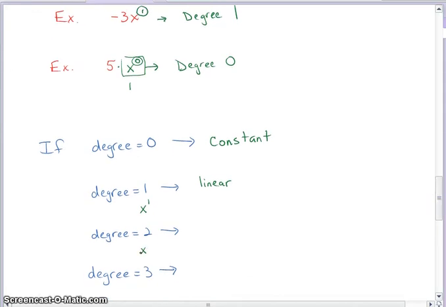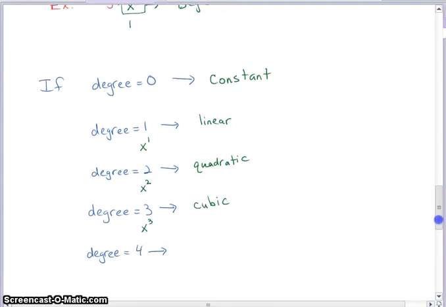Degree 2 would be something like x squared. That's called a quadratic. Degree 3, x to the third, is called a cubic. Degree 4 is a quartic. But really, you can just call this 4th degree. If it's anything above, you just say 5th degree, etc. But you have to know constant, linear, quadratic, and cubic.